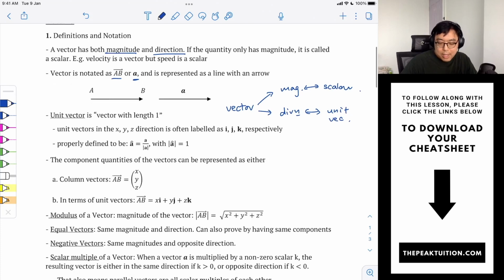Unit vectors in the x, y, z directions are typically labeled i, j, k respectively. Sometimes it's x, y, z. And when we are writing it, we must remember to write the hat. A unit vector is usually notated with a hat on top. For a general vector, if we want to find its unit vector, we just take the vector itself divided by its magnitude. Remember, the vector is composed of its magnitude and direction, so when we divide a vector by its magnitude, we are left with the direction.